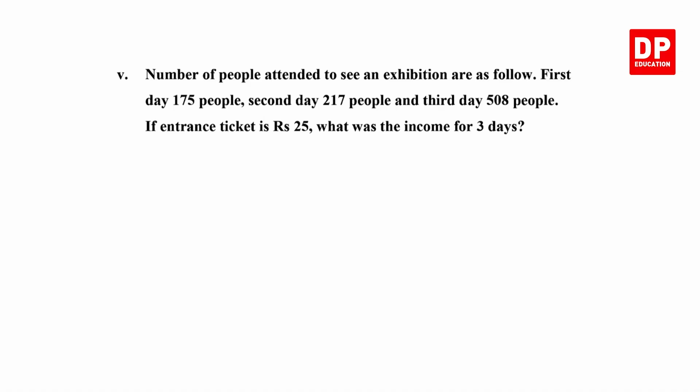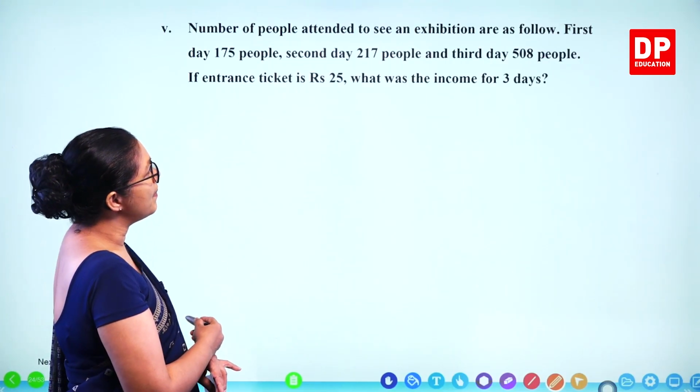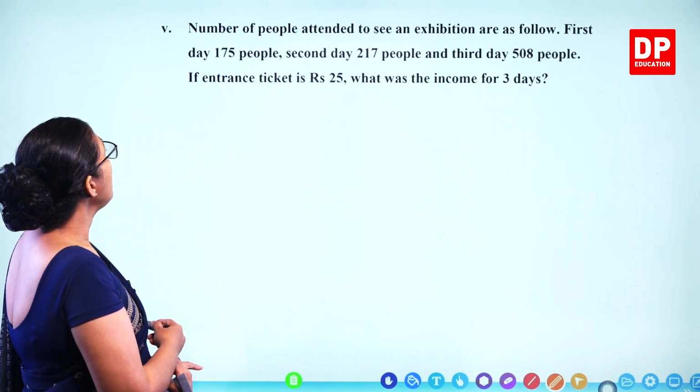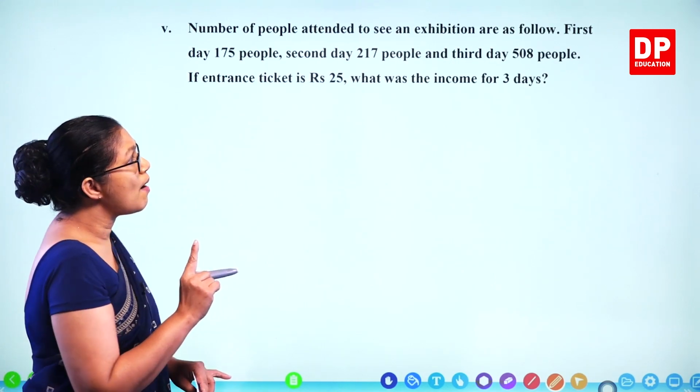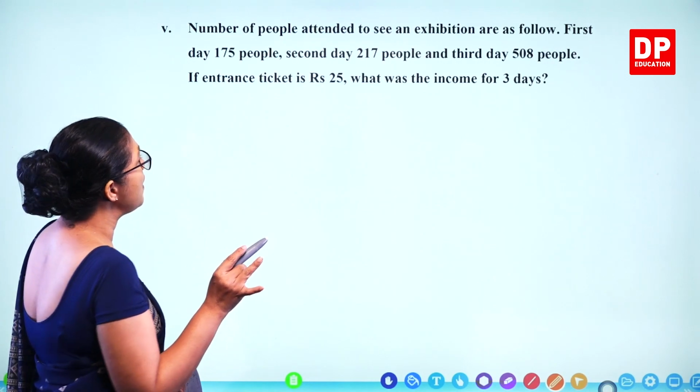Part 5. Number of people attended to see an exhibition are as follows. First day, 175 people. Second day, 217 people. And third day, 508 people. If entrance ticket is 25 rupees, what was the income for 3 days? So first we have to find out total number of people.